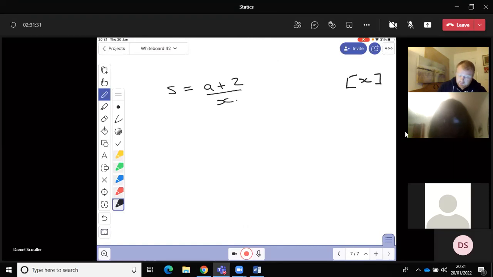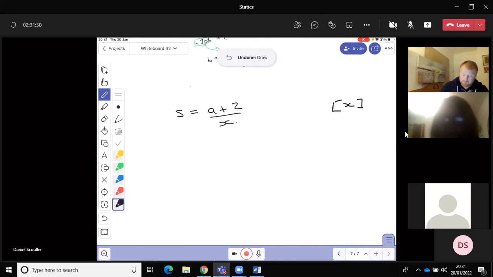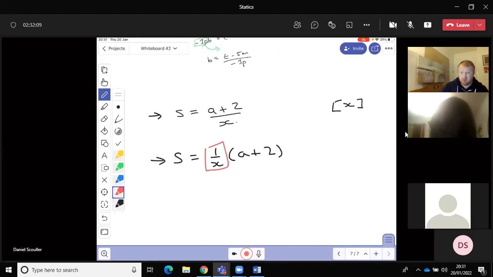We want X on the left-hand side, but we want it not to be a denominator. By denominator, I mean we don't want to be left with 1 over X. We can rewrite that. So X equals 1 over X multiplied by A plus 2. That and that means the exact same thing. So we don't want to be left with that. We want X on the top line.